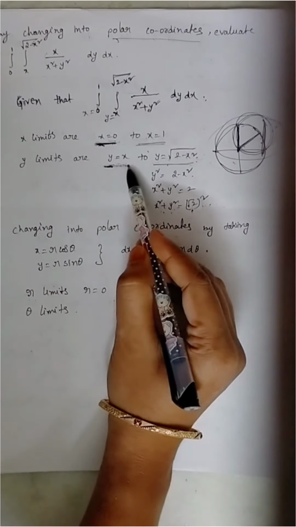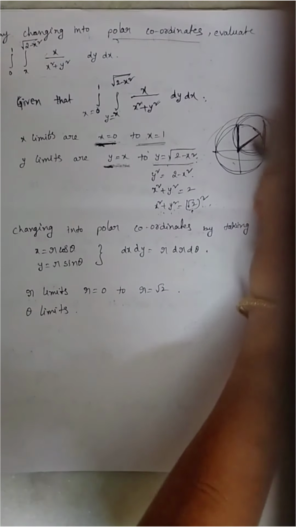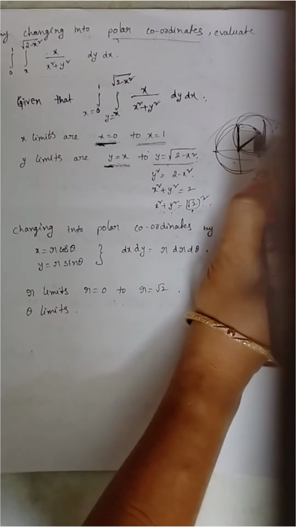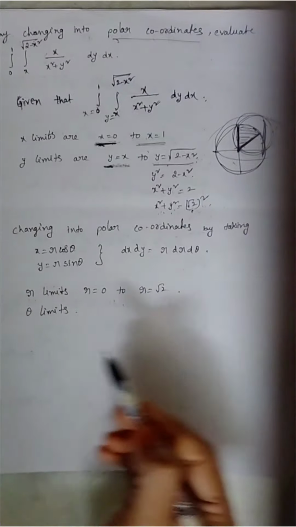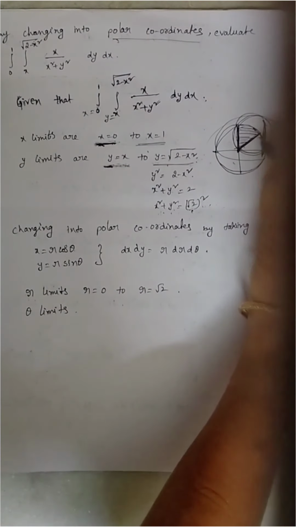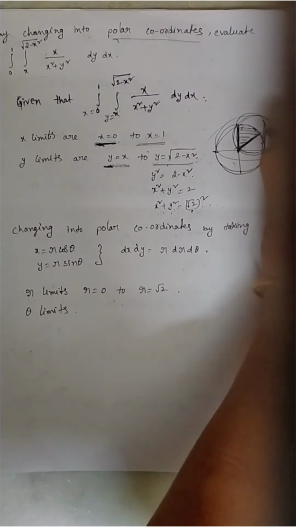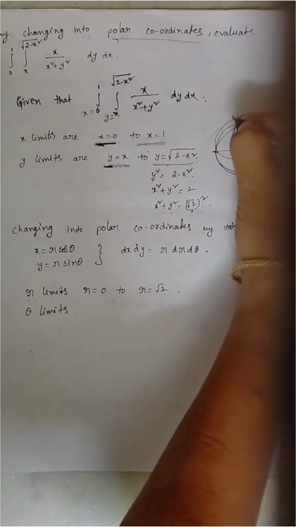And y equals x. Y equals x is a straight line. So with this region we have to evaluate the integration. If you observe this angle, pi by 4 to pi by 2.